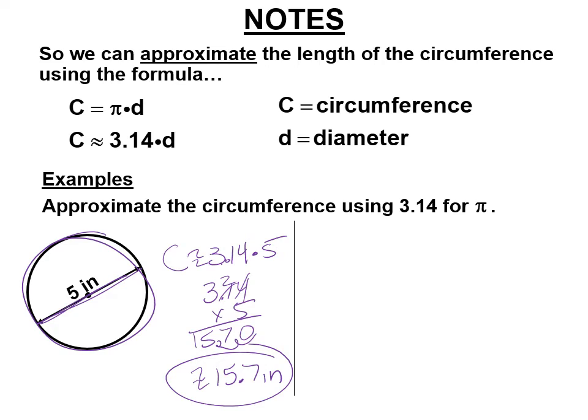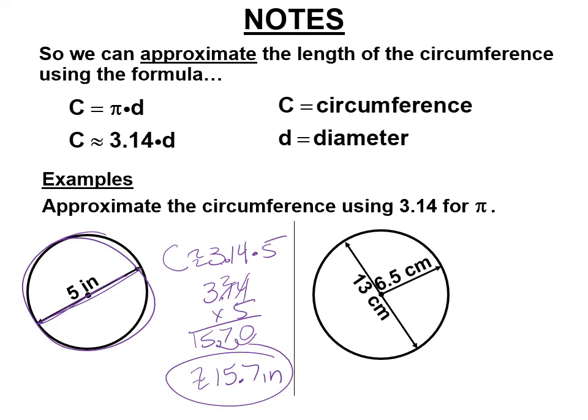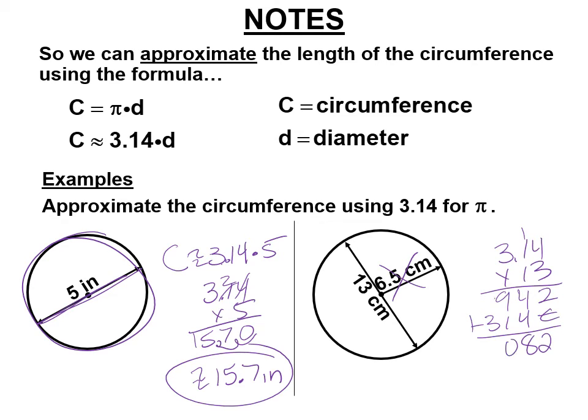Pi times diameter. All right, so which one of those is the diameter? Hopefully you realize it's the 13. And so we're doing 3.14 times 13. 3 times 4 is 12. 3 times 1 is 3, plus 1 is 4. 3 times 3 is 9. Step over, we're multiplying 3, 1, and 4 by 1. We're adding up the 2 rows. We're going to have 2 numbers to the right of the decimal. Again, this is approximate, but it's 40.82 centimeters around the outside, the circumference.